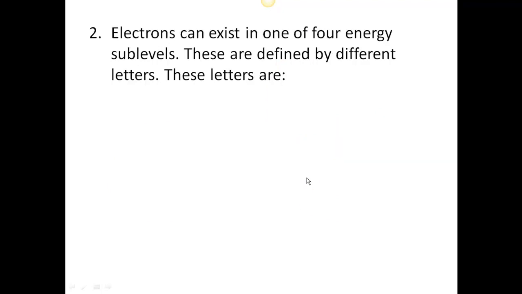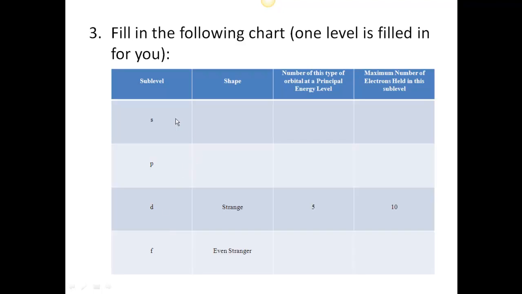That's an orbital. Now electrons can exist in one of four energy levels. Our four energy levels are S, which is the lowest, P, D, and F. So let's go and fill in this table. The shape of an S orbital is spherical, S-P-H-E-R-I-C-A-L.